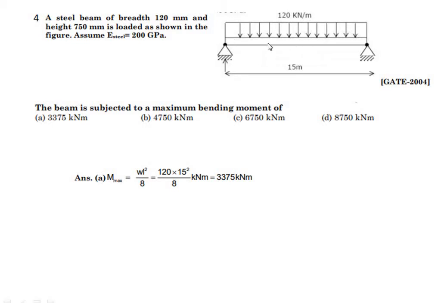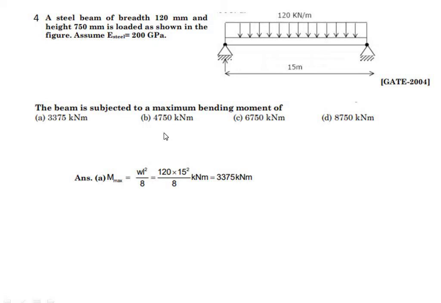So WL by 2 into L by 4. So it becomes WL square by 4 minus WL square by 8. So it becomes WL square by 8. Either you can go for calculations, or if you remember the formula, you can find it out. So WL square by 8.